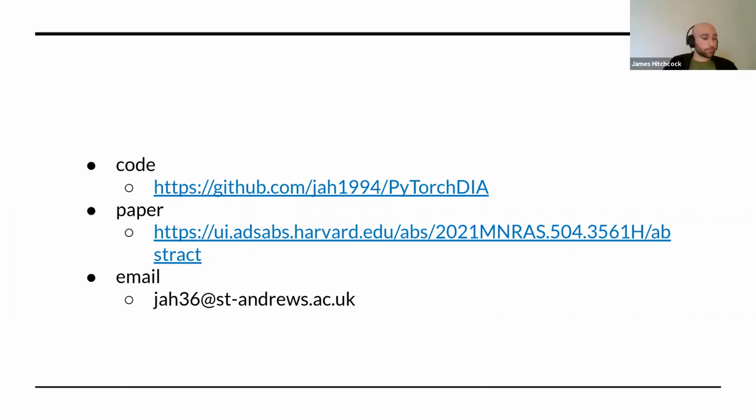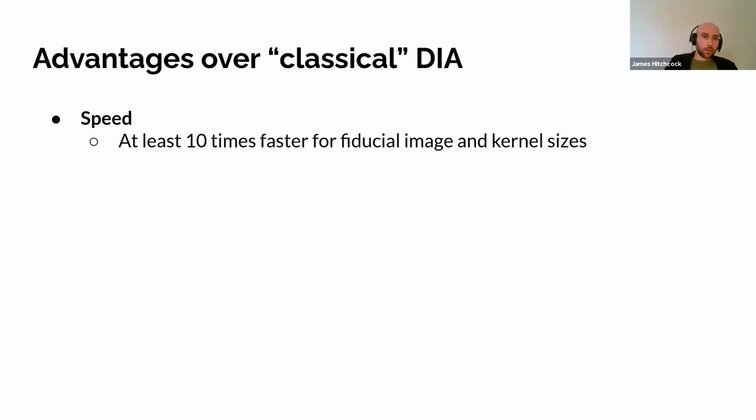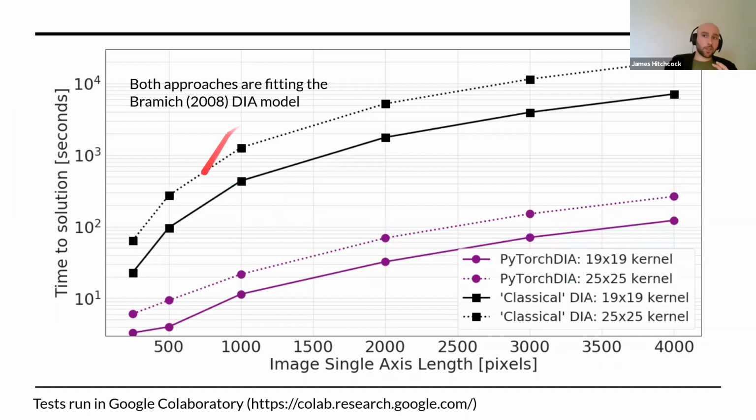Yes, so I should just say, all these performance test results, the model that we use is just a scalar for the sky background, but you certainly can implement spatially varying sky backgrounds. We do that in PyTorch DIA, so there is an option to fit a polynomial representation of the sky background.